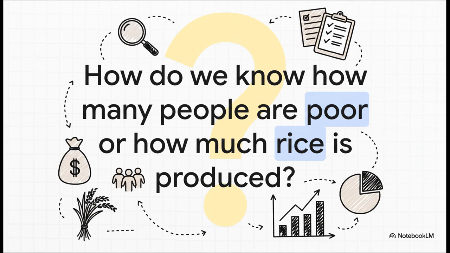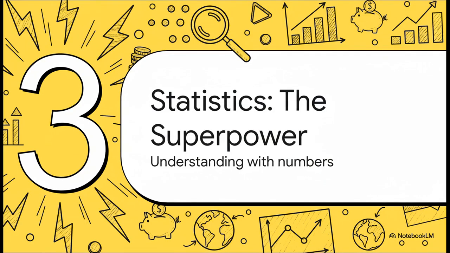But have you ever stopped to wonder, how does anyone actually know these things? I mean, how does the government find out how many people are poor, or exactly how much rice we're growing? Well, that brings us to our second hero of the day, and that hero is statistics. Seriously, you should think of statistics as a kind of superpower. It's what lets us see the whole economic world in numbers. It helps us collect facts and really truly understand what's going on.